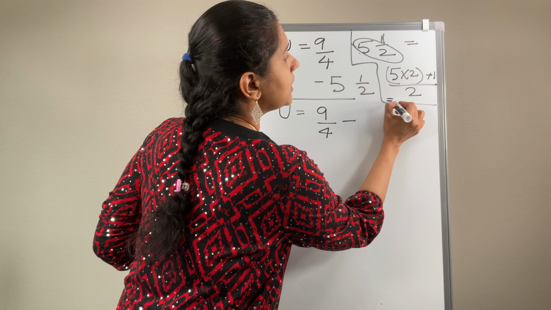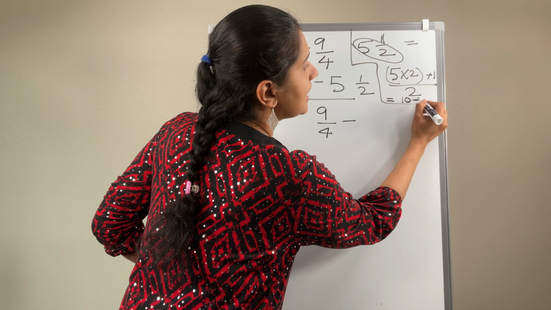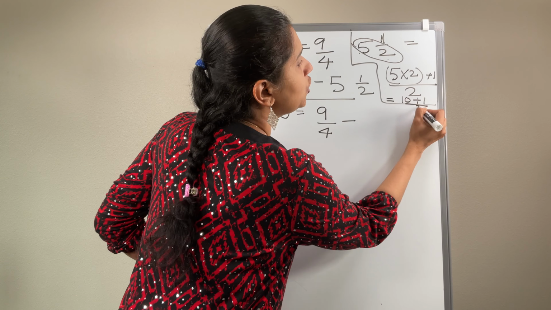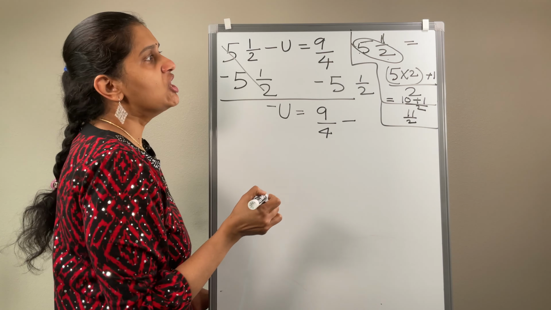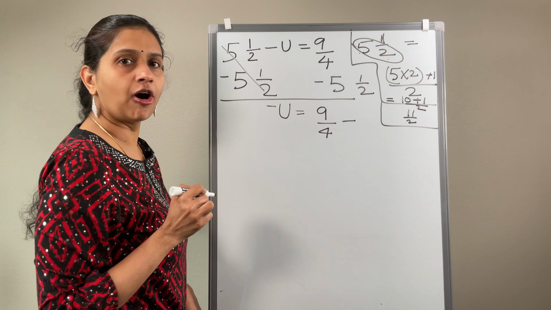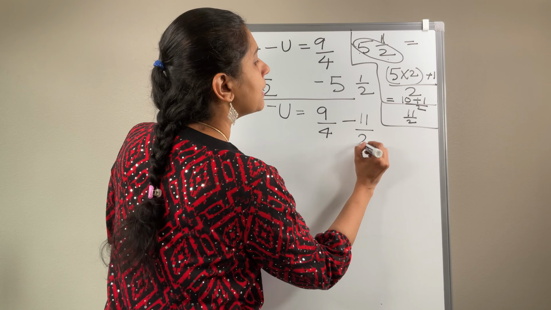So, that is going to be equal to 5 times 2, that is 10, plus 1 by 2. So, that is 10 plus 1 by 2, which is 11 by 2. So, 11 by 2 is the fraction form of this mixed fraction 5 1 by 2. So, I am simply putting 11 by 2.